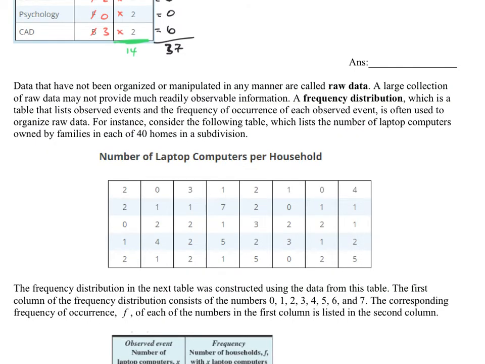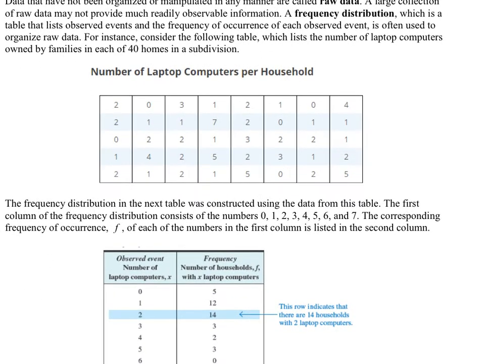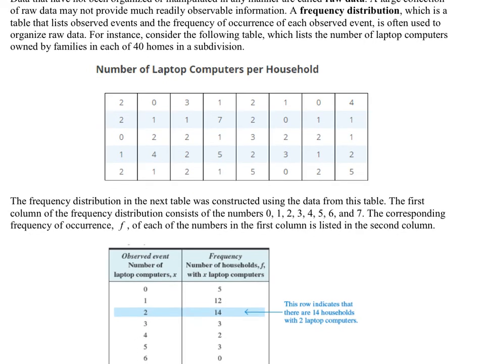So it says data that have not been organized or manipulated in any manner are called raw data. A large collection of raw data may not provide much readily observable information. A frequency distribution, which we saw in the previous section, which is a table that lists observed events and frequencies of occurrences of each observed event, is often used to organize raw data. For instance, consider the following table, which lists the number of laptop computers owned by families in each of 40 homes in a subdivision. So they went through a subdivision, they asked them, how many laptops do you own? And these were the responses.